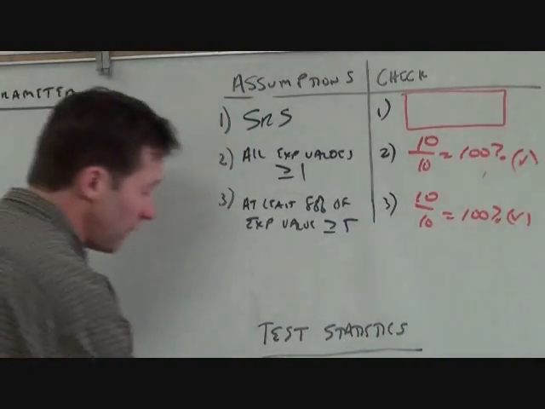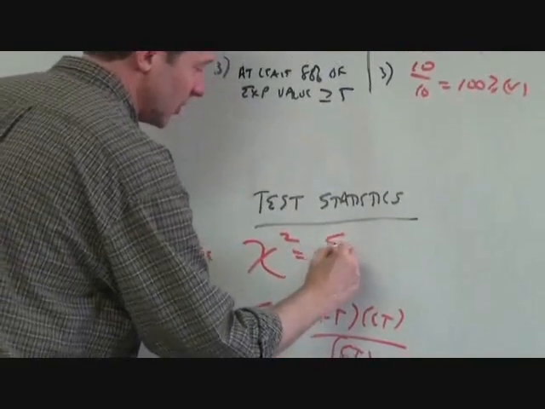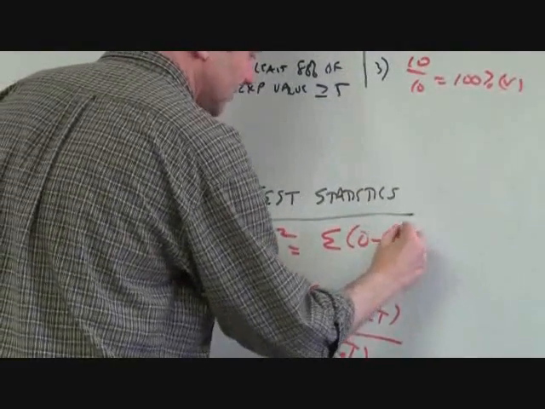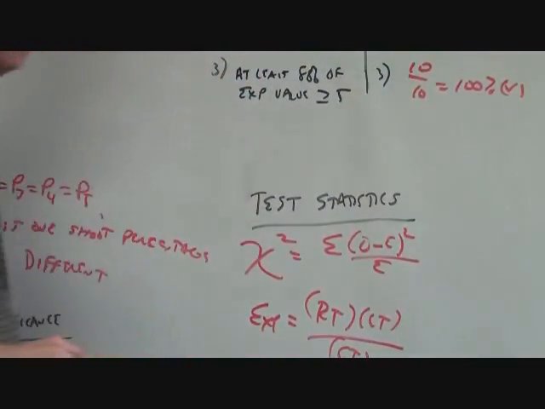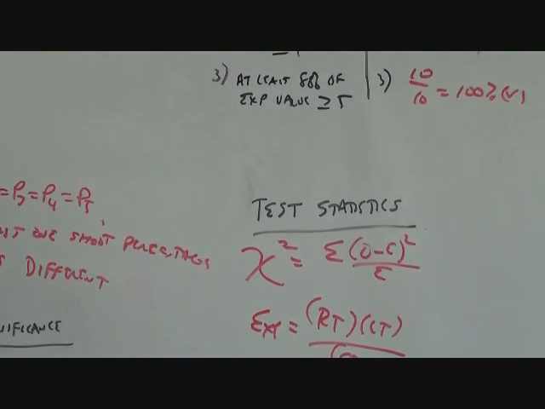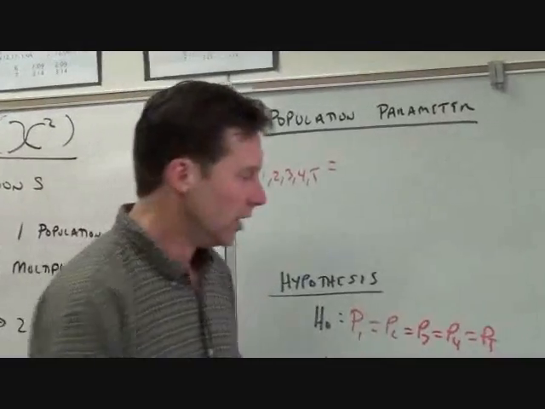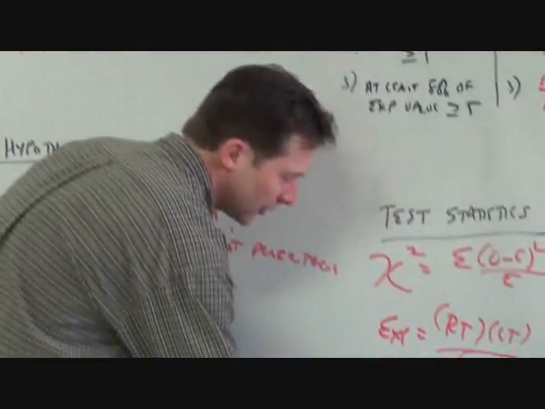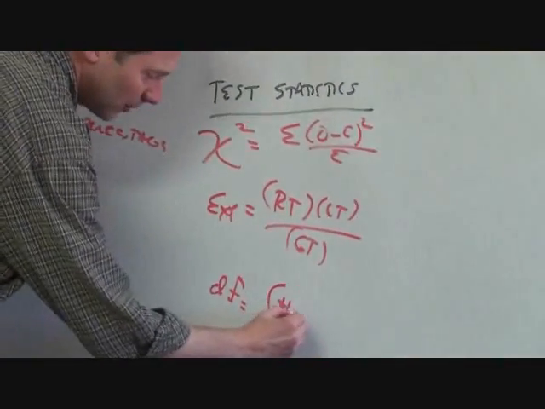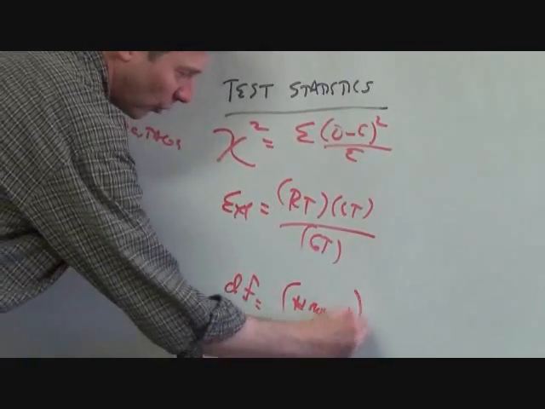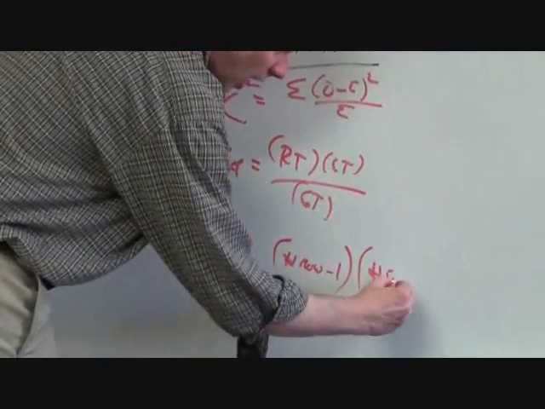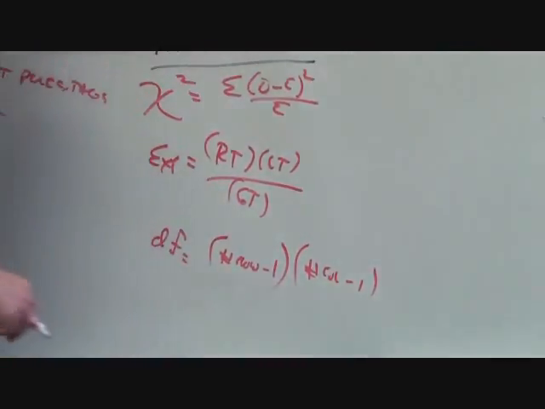All right, our chi-squared formula is going to be exactly the same, so there's no change here. Observed minus expected squared over expected. But we do have some issues with degrees of freedom. We've got a 2 by 2 table here. So here's the formula that we're going to use for degrees of freedom. It's the number of rows minus 1 times the number of columns minus 1.